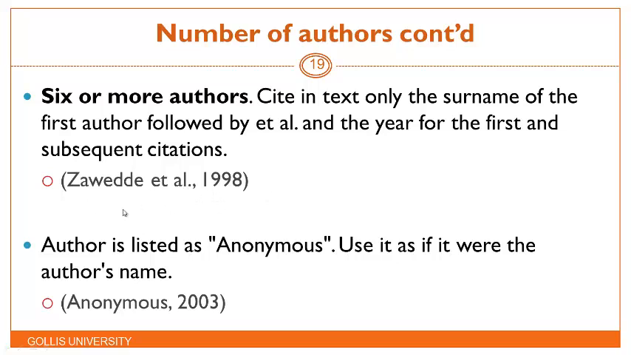1998. Some books or some sources have no author. The author is listed as anonymous. In such a situation, use it as if it were the author's name. For example, just write anonymous and then the year of publication, in case the name is not provided in the source, either a textbook or a journal.